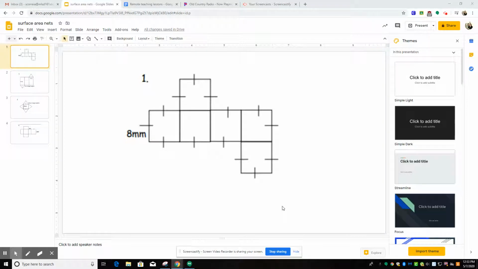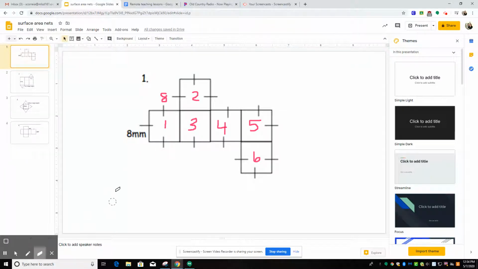Alrighty, so we're continuing with finding surface area, and this time we're given the net and we need to find surface area. Remember, for surface area, you need to find the area inside every shape. So we have 1, 2, 3, 4, 5, 6 squares that we need to find the area of. Each square is 8 by 8.